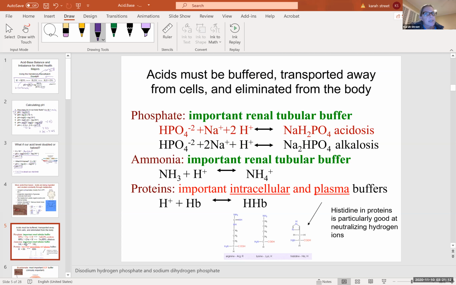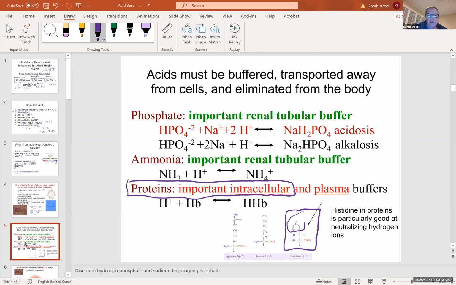We need to temporarily somewhat neutralize them, buffer them, so they don't cause denaturation of proteins. Thankfully, inside our cells, we have a lot of proteins, particularly proteins that have a lot of histidine. Histidine is an amino acid that is very good at buffering acids. And it's because it has this nitrogenous ring. And that nitrogenous ring that I just circled is really good at taking on, associating with a hydrogen.